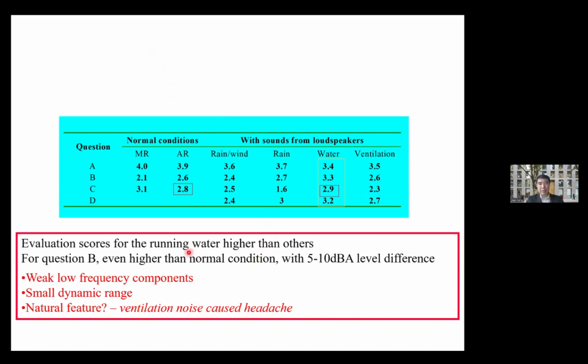And also we found the running water sound gives the best performance, maybe because it has weak low frequency component, smaller dynamic range, or because it's natural sound. And we found also ventilation sound gives the worst performance, because maybe that's artificial sound.